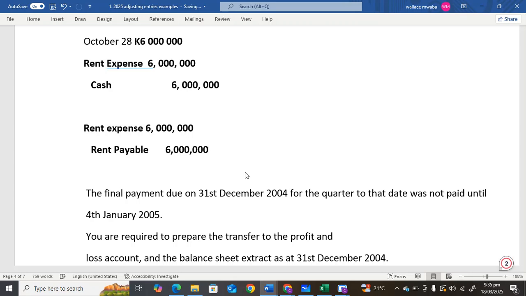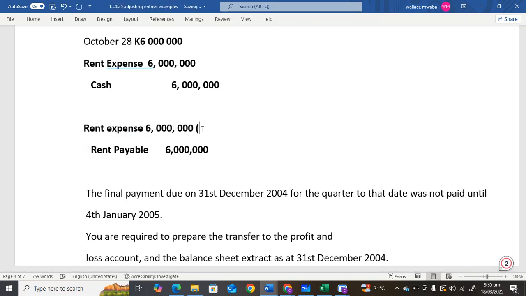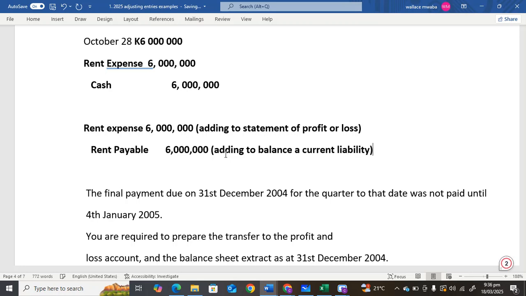So what this journal entry is telling us to do is, this debit we've done here is the one which Madam Sylvia said. We're going to add it to the rent expense in the statement of profit or loss. This debit entry is adding to the statement of profit or loss. In this credit entry, you're realizing that you've got a current liability. So on the balance sheet, it is adding to the balance sheet as a current liability. So this is the adjusting journal entry to recognize that you've got an accrual. Any questions before I put on the trial balance and balance sheet? Any questions?